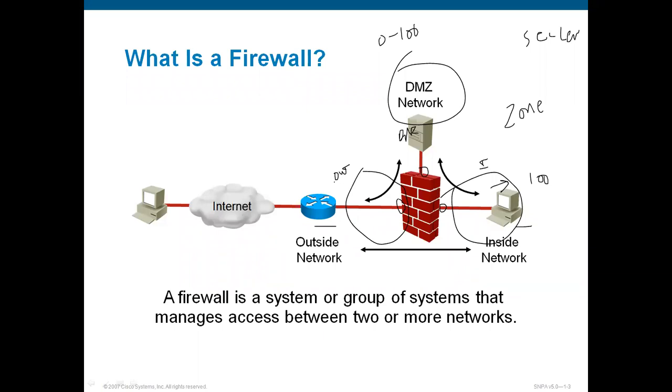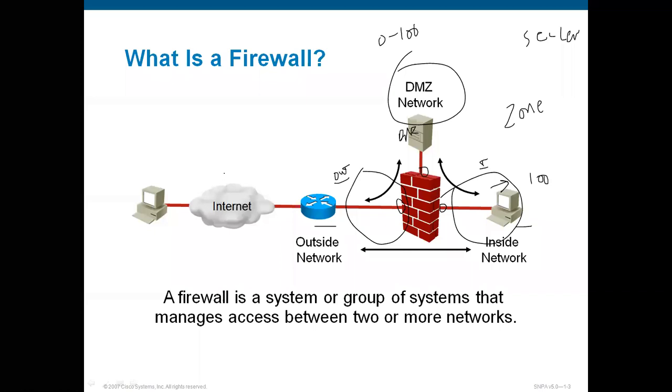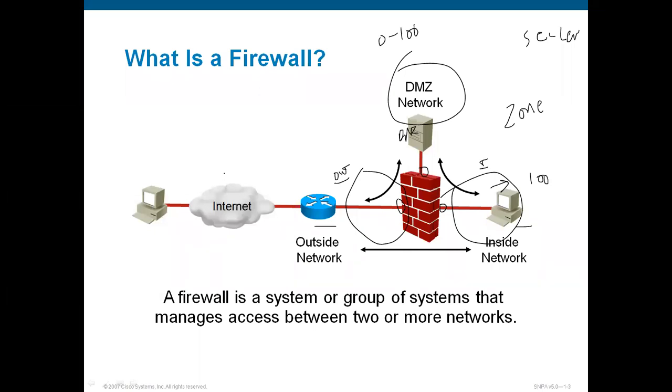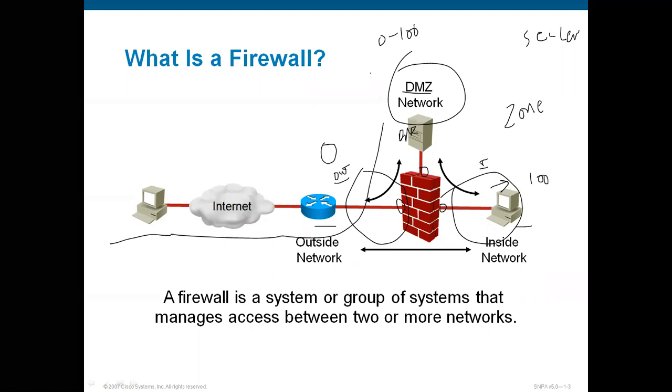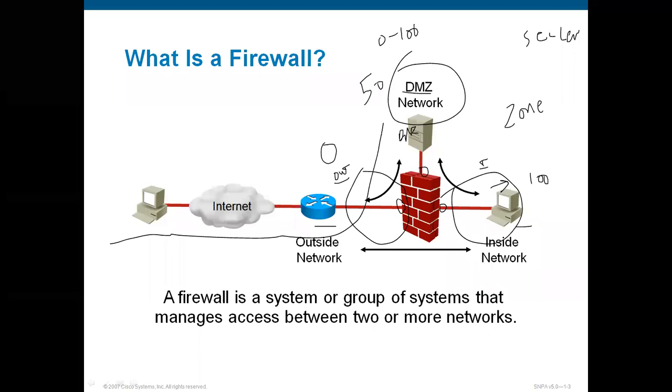Then the outside is your internet. Do you want to provide security there? No, so you declare the security level as zero. Zero means the lowest, least security; we are not bothered about it. And the DMZ, the demilitarized zone, is where your web server will be, so people from the internet can access your server. I will give it a security level of 50.